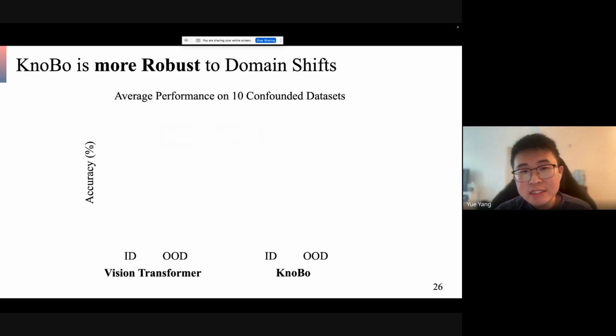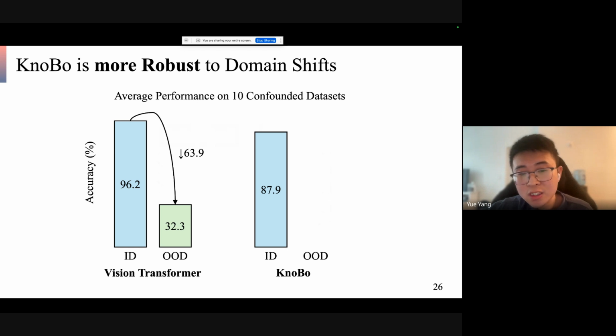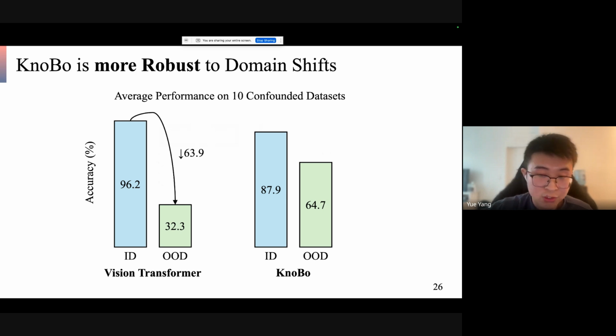We found that this way, we can get a more robust model. We compare with black box models like Vision Transformer and show the average performance on 10 confounded datasets. Vision Transformers achieve high performance in-domain, but out-of-domain it decreases a lot, with over a 60% gap across domains. For our knowledge bottleneck model, we sacrifice a little in-domain performance, but achieve much higher out-of-domain performance, with over 30% improvement compared to Vision Transformer. So we obtain a more robust model using knowledge priors.